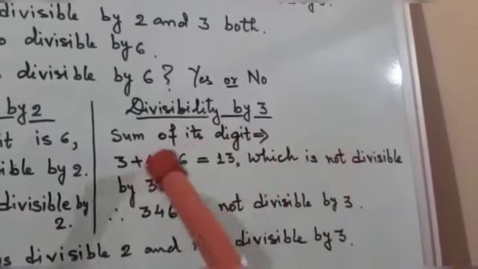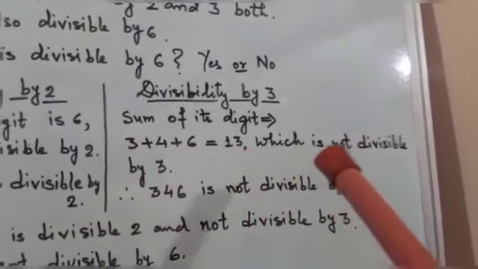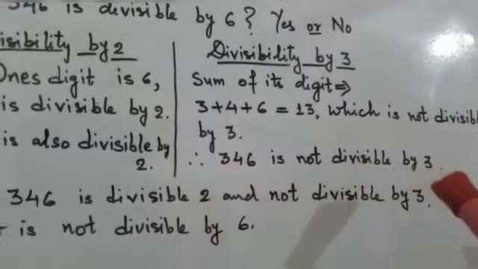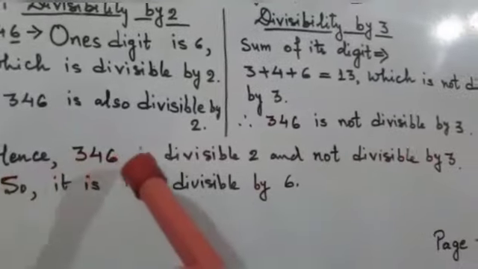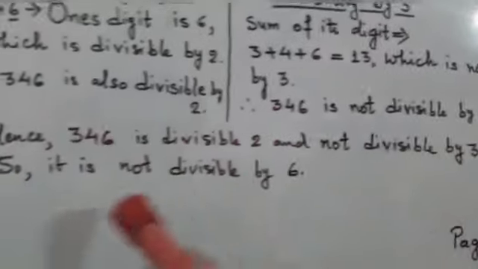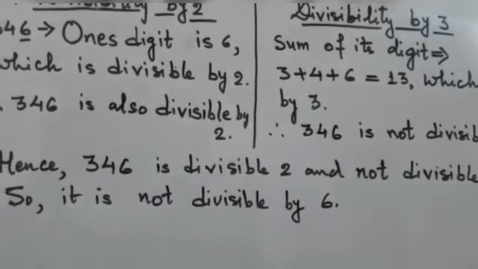Divisibility by 3: sum of its digits, 3 plus 4 plus 6, is 13, which is not divisible by 3. Therefore 346 is not divisible by 3. Hence 346 is divisible by 2 and not divisible by 3, so it is not divisible by 6.